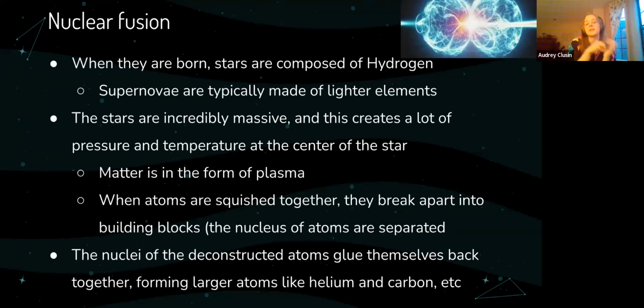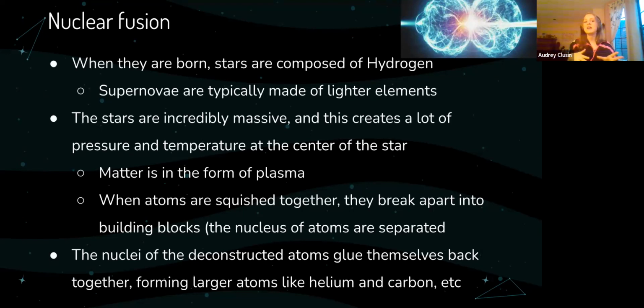So this creates a lot of pressure and temperature at the center of a star. I said this a minute ago, but this means that matter is in the form of plasma. So that means that electrons have gone off the nucleus and the nucleus gets taken apart and these parts get squished together. When atoms are put under a lot of pressure and squished together, they break off into building blocks, nuclei, and then because they're all squished together, these broken apart nuclei end up gluing themselves back together. And they form larger atoms like helium and also carbon, nitrogen, basically every other different atom, up to iron.